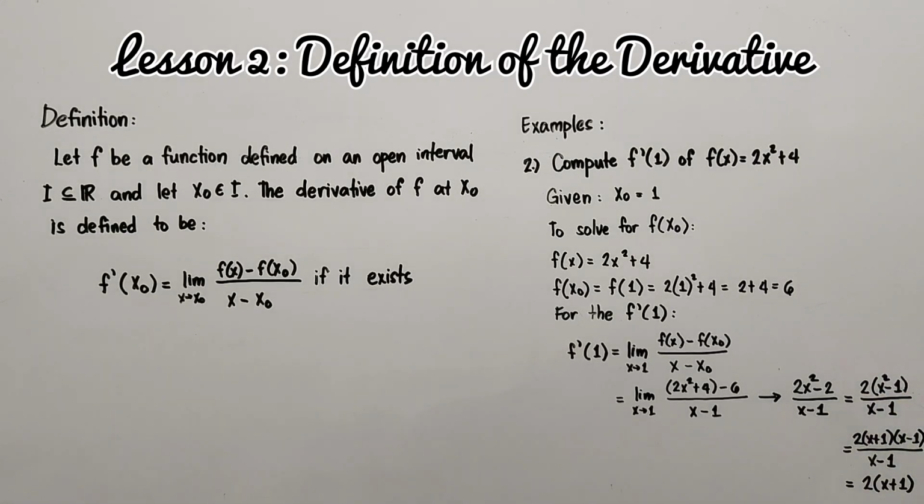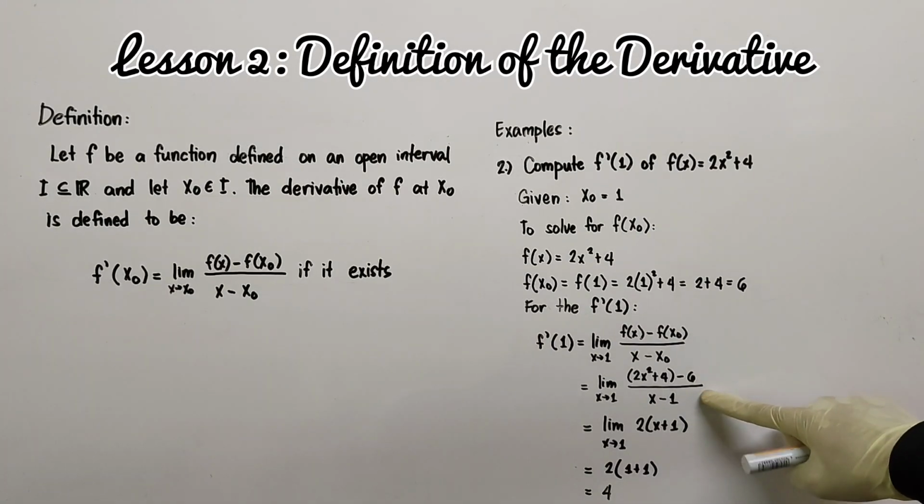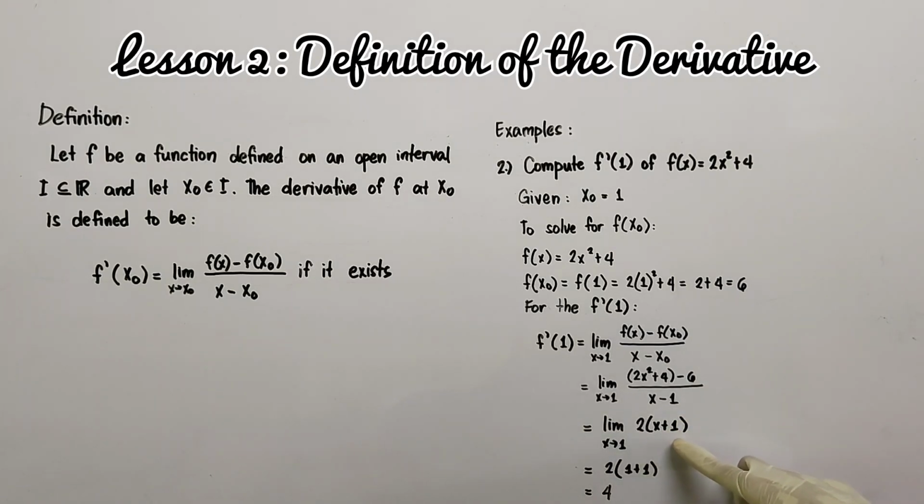And since x squared minus 1 is still factorable, we will factor this into x plus 1 and x minus 1 all over x minus 1. We can cancel x minus 1. So the remainder now is 2 times x plus 1. After simplifying this, we have the limit of 2 times x plus 1 as x approaches 1. Just substitute x equals 1. So you have 2 times 1 plus 1 and that is equal to 4. That means the derivative of the function at x equals 1 is positive 4.